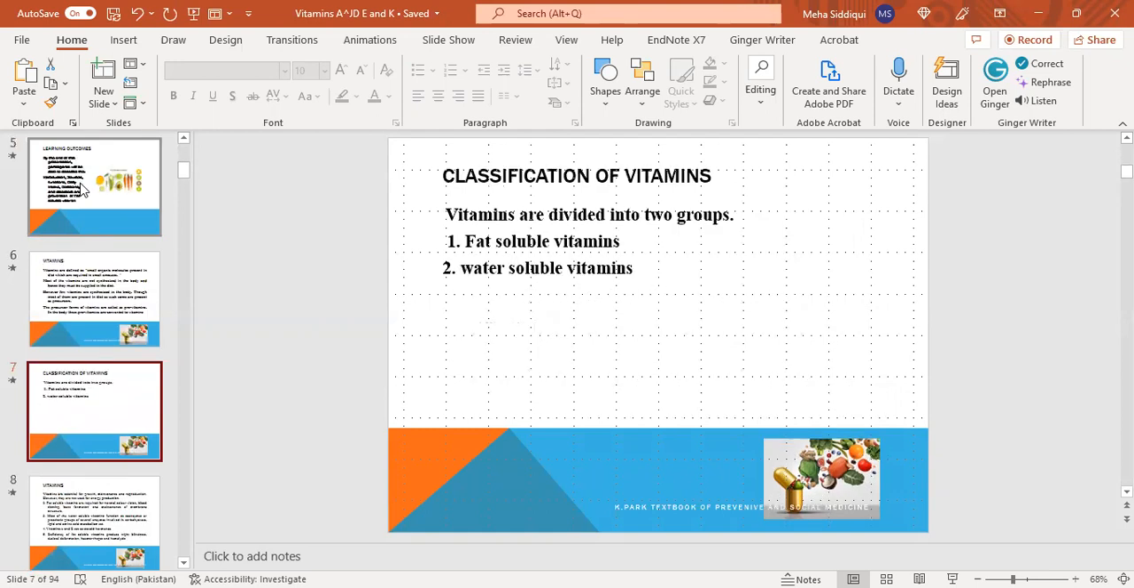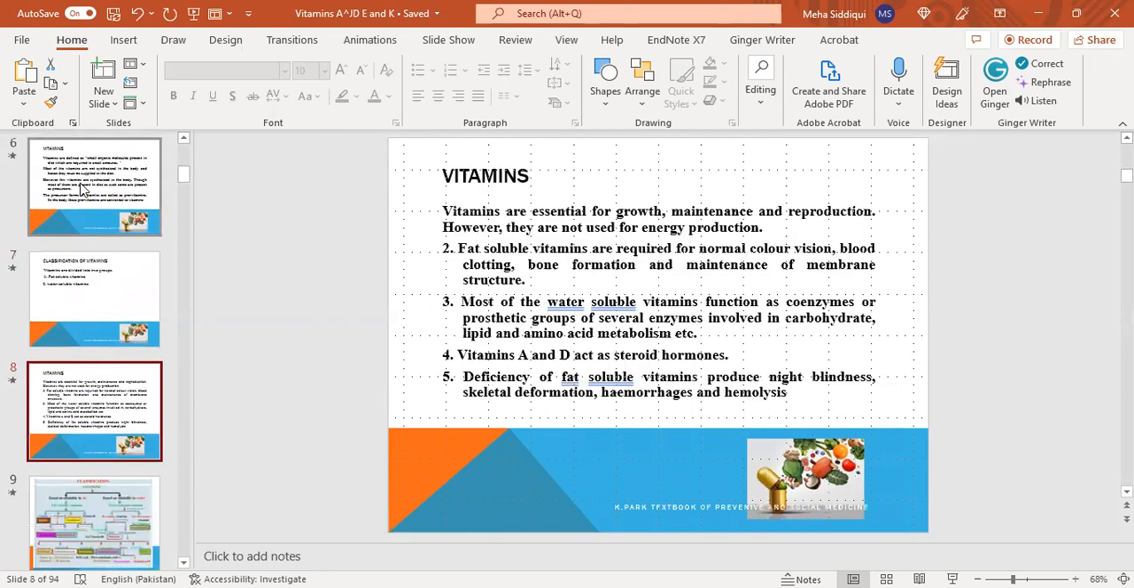Classification. They are divided into two groups: fat soluble vitamins, which we are going to discuss in detail today, and the second division is of water soluble vitamins. Vitamins are essential for growth, maintenance, and reproduction. They are not used for energy production. Fat soluble vitamins are required for normal color vision, blood clotting, bone formation, maintenance of membrane structure. And most of water soluble vitamins function as coenzymes or prosthetic groups of several enzymes involved in carbohydrate, lipid, and amino acid metabolism. Vitamin A and D act as steroid hormones.